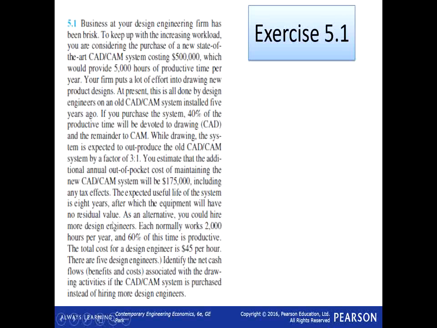As an alternative, now this is one option, either to purchase this new machine, or you can hire more design engineers. Each normally works 2,000 hours per year, and 60% of their time is productive. Total cost for a design engineer is $40 per hour. Remember, this is important information. There are 5 design engineers. So if we purchase the machine, then we will not hire these engineers, meaning we will save this labor cost. Now the question is, identify the net cash flows associated with drawing activities if the CAD CAM system is purchased instead of hiring more engineers.